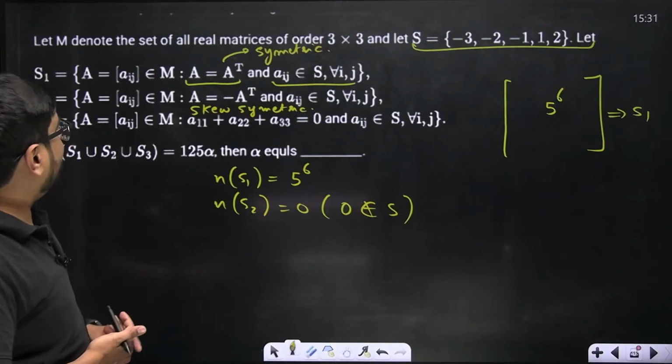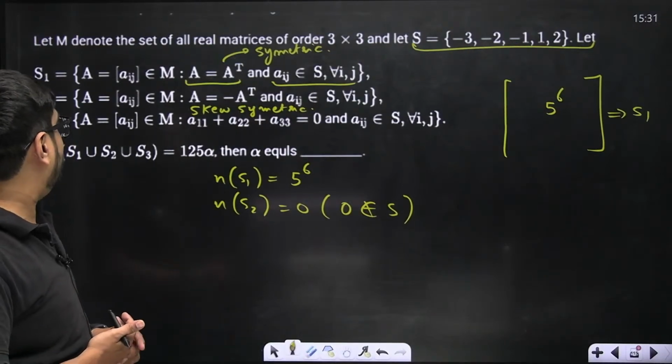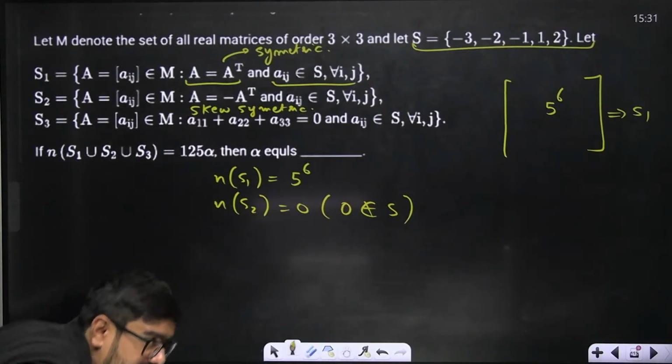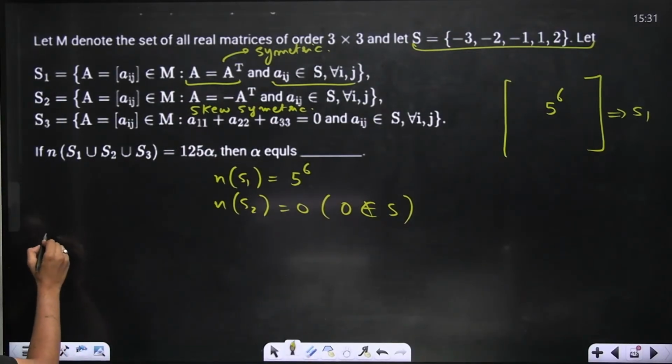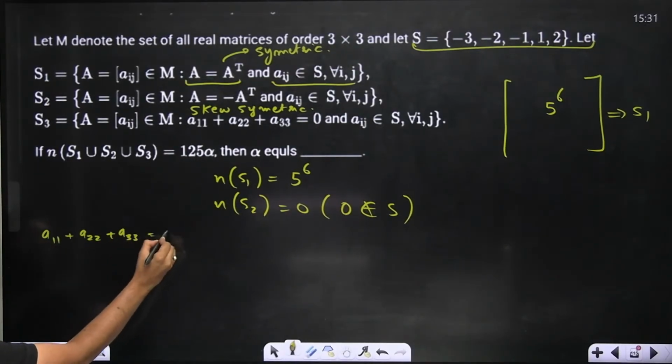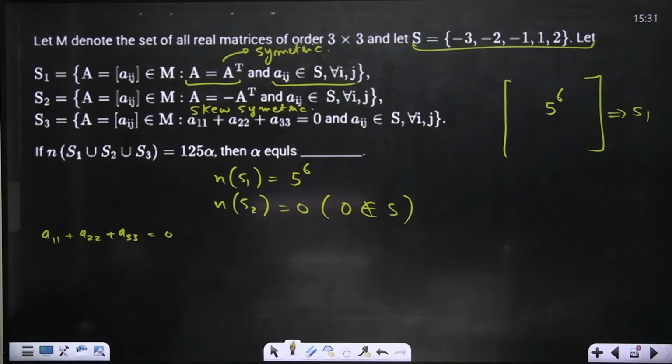Okay, now S3. A11 plus A22 plus A33 should be equal to 0. That means the sum of the diagonal elements should be equal to 0. So how can we do that? 1, 1 and minus 2 can do it. 2, 1 and minus 3 can also do it.